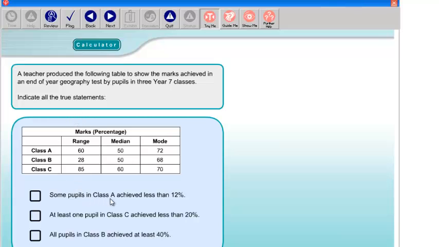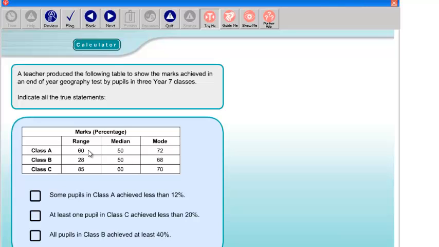Some pupils in Class A achieved less than 12%. So here we've got the percentage marks from 3 different classes. So here we're focusing on Class A. So here, if we look at the mode, that's 72%. That means that somebody got 72%, or actually more than one person did if it's the mode, the most frequently occurring value. So let's pretend for the time being that that was the maximum value. And if it was, and we subtracted the range from it, we would be left with 12%.